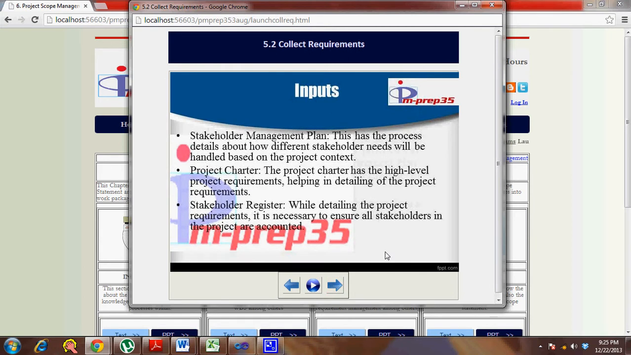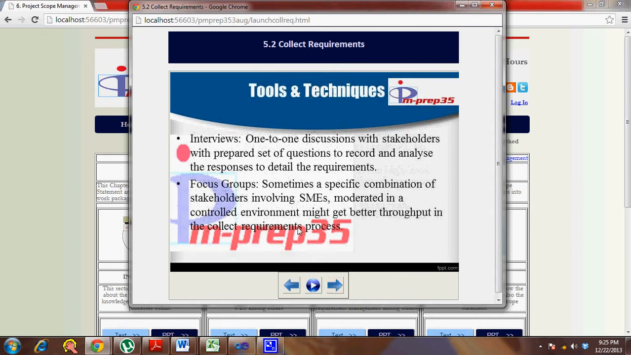Then the stakeholder management plan will provide how stakeholders will be engaged, their communication requirements, and how the different stakeholders can be communicated with, all of which will be part of the stakeholder management plan. The project charter understandably has the high level details, higher level requirements. Stakeholder register has the stakeholder list.